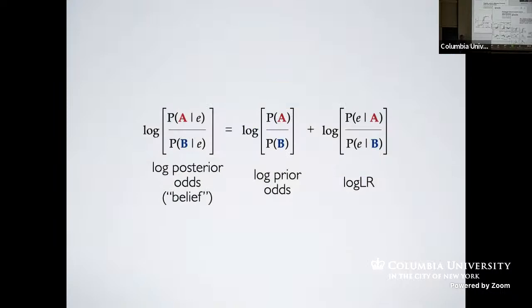Okay, so we've simplified. Now let's consider a really simple version of this, where instead of accumulating multiple pieces of evidence, let's just think of it as one stage of the process. So our log posterior odds, or what I may refer to as our belief, is equal to the log prior odds plus this new piece of evidence that you have.